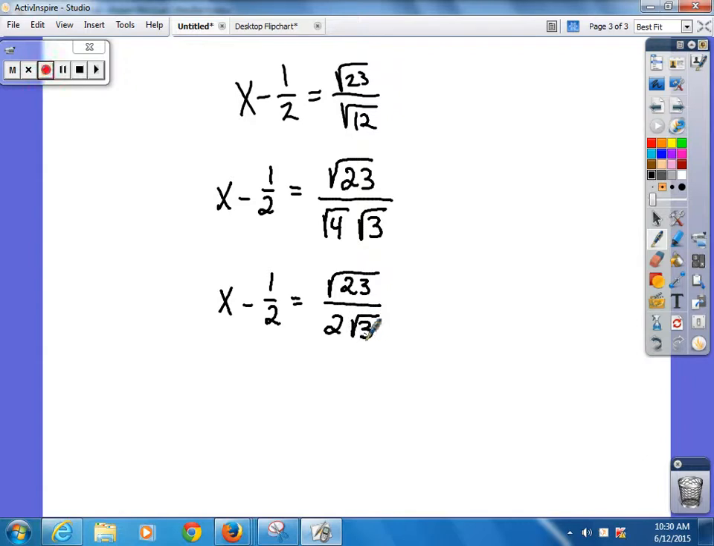Now how do we get rid of a radical in the denominator? You multiply by a factor of 1 using the radical. So that would be the square root of 3 over the square root of 3. If this was square root of 2, it'd be the square root of 2 over square root of 2. If it's square root of 5, it'd be the square root of 5 over square root of 5. Whatever this is, you're going to multiply by that number over itself.